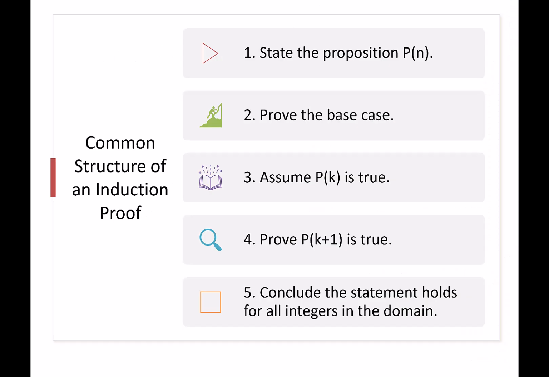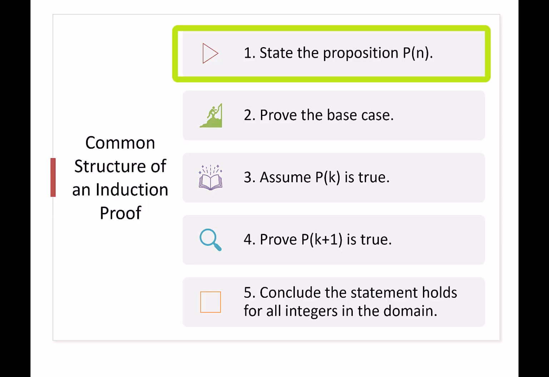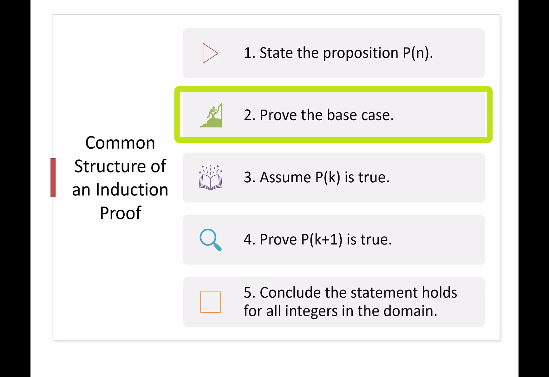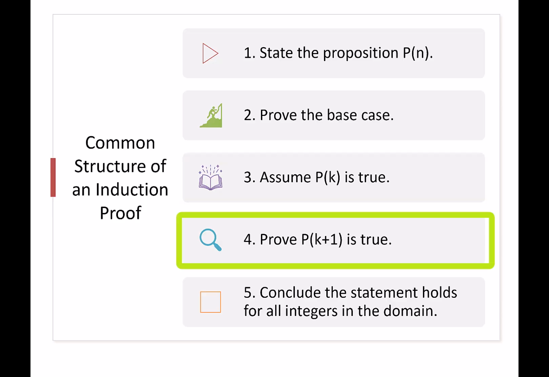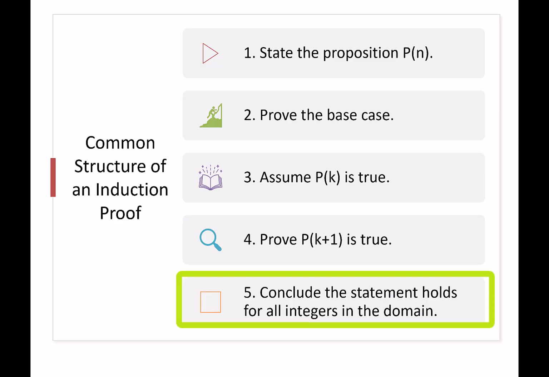The common structure of an induction proof looks like this. We first start by stating our proposition or conjecture. Next, we prove the base case. Then we assume our proposition or conjecture is true for all k. After we have our assumption, then we'll prove that our proposition is true for all k plus 1. Once we do that, we can conclude the statement holds for all integers in the domain. Let's look at a couple of examples.